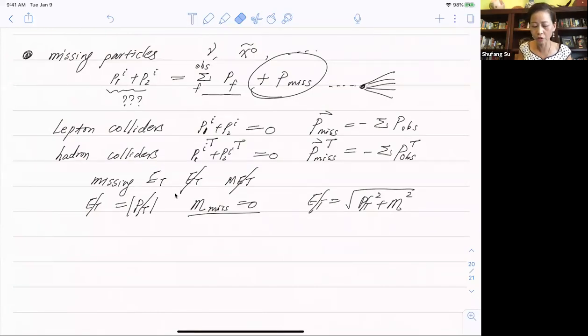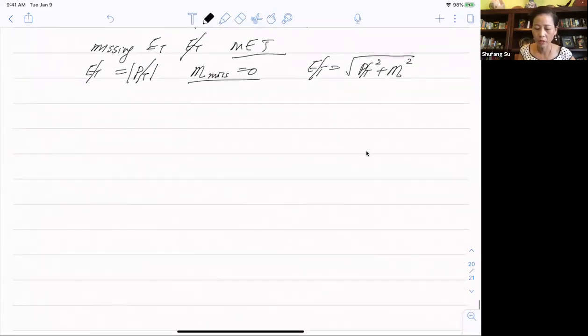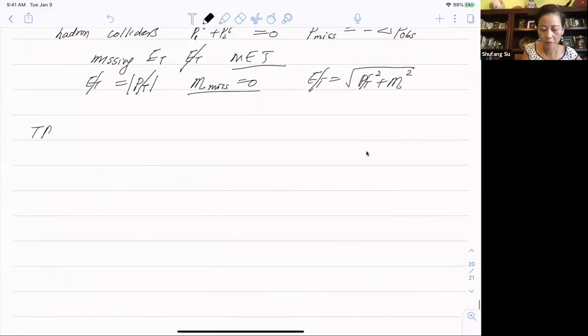Next time when I hear people talking about missing ET, just be a little bit careful, because the more accurate language to use is actually missing PT. So that's basically how we're going to see them. And then the next topic I'm going to talk about is the trigger.